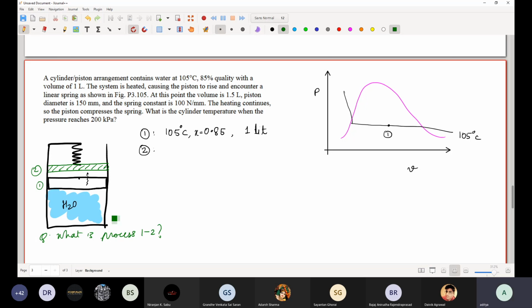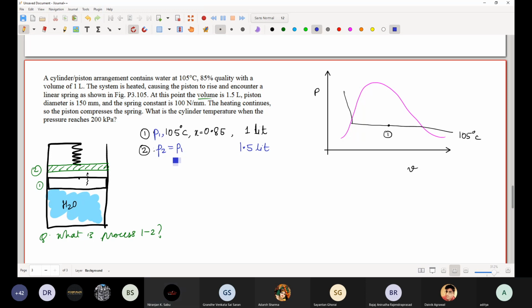It will cause the piston to rise and encounter the spring, and at this point, for state 2, the volume is 1.5 liter. Whatever the pressure was at state 1, let's call it P1, the same will be the pressure at point 2 as well.